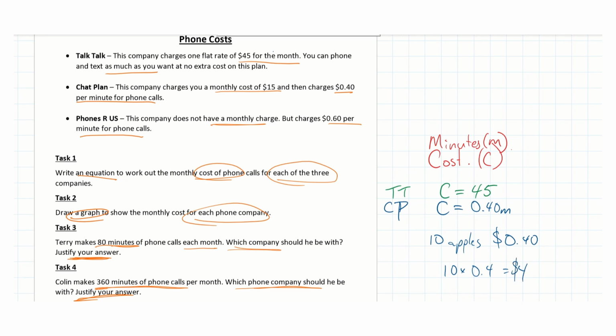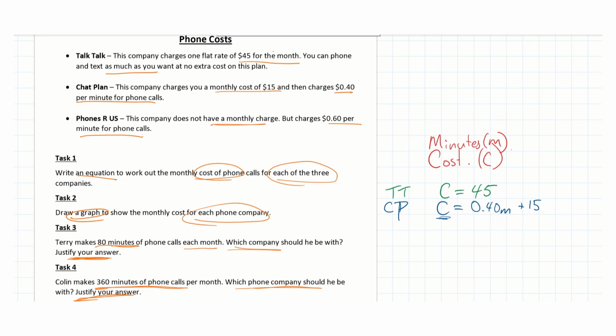So all I'm doing is multiplying the number of cents by the number of minutes, how much each minute costs. Okay? And then we're also going to have to add our monthly charge, because it's not just the number of minutes that you're paying for, it's also the monthly charge. So this here is going to be our equation: our cost is equal to 0.4 times m plus 15.